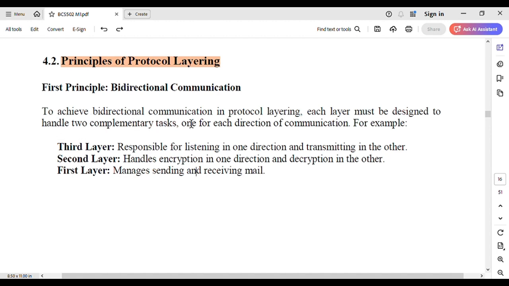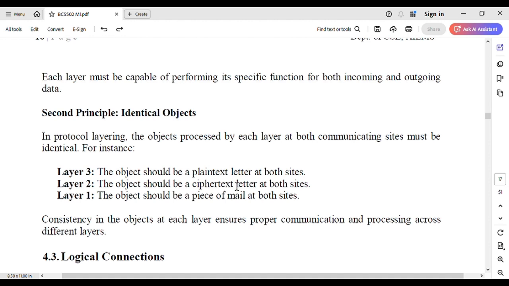To achieve bidirectional communication in protocol layering, each layer must be designed to handle two complementary tasks, one for each direction of communication. For example, the third layer is responsible for listening in one direction and then transmitting in the other. The second layer handles encryption in one direction and decryption in the other. So with respect to the sender and then the receiver, it has been discussed here. The first layer manages sending and receiving a mail. Each layer must be capable of performing its specific function for both incoming and outgoing data.